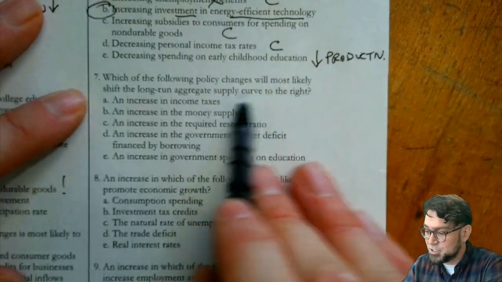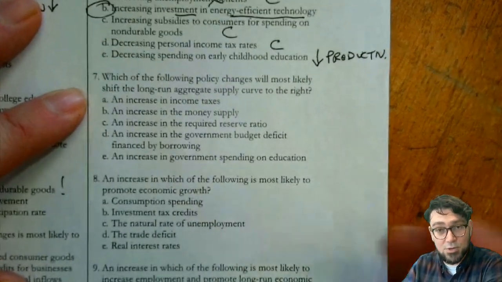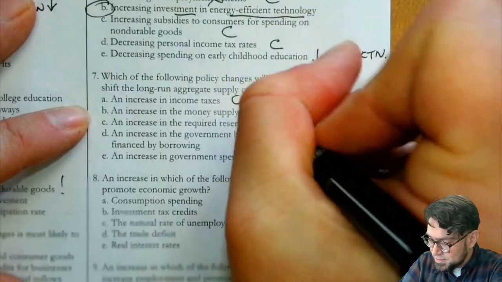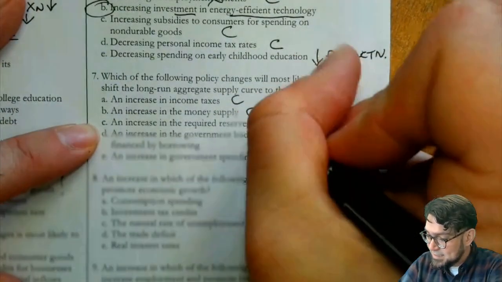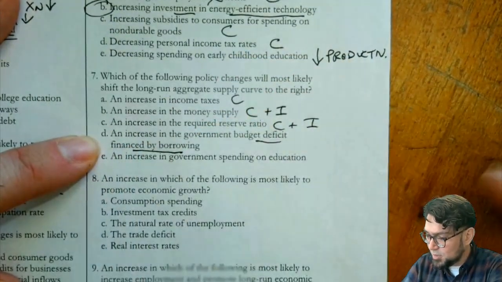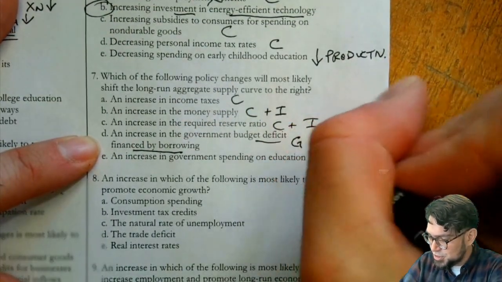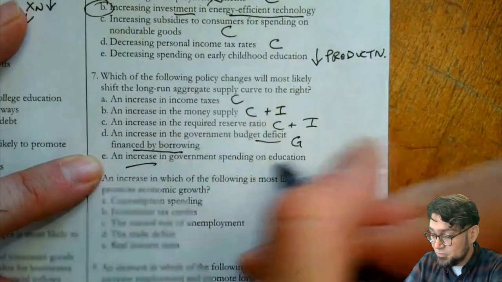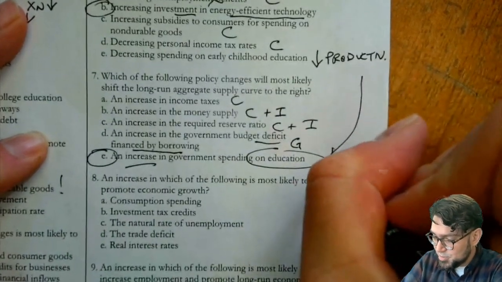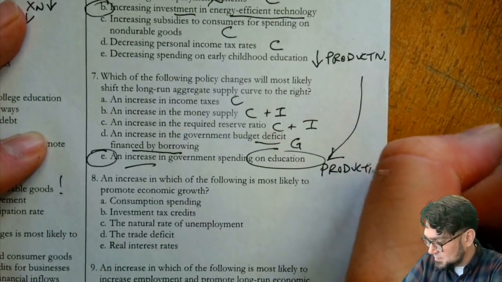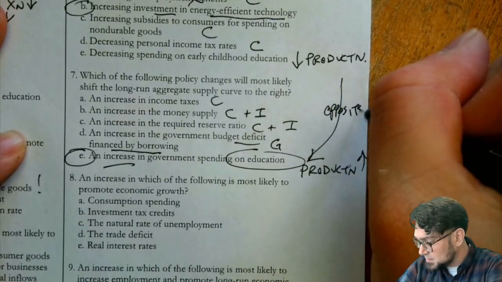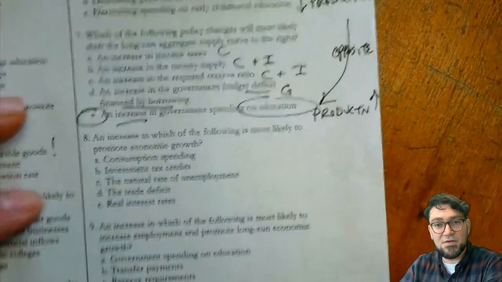Seven, which of the following policy changes will most likely shift the LRAS to the right? What will cause growth? Not an income tax change, not really change in money supply. That's going to change C and I. This is going to change C and I. Increase in the government budget deficit financed by borrowing. That's just going to change G, maybe even slow economic growth rate. An increase in government spending on education. Again, similar answer, but this one is productivity increased, right? These are just the opposites of each other if you're thinking about funding education.